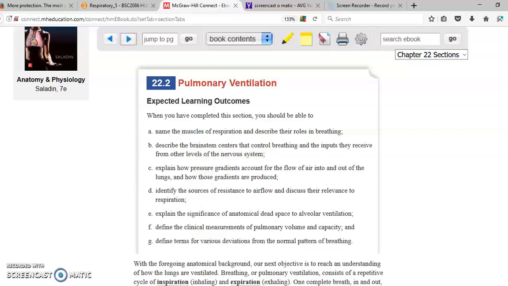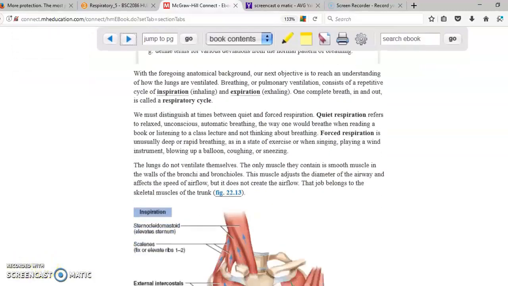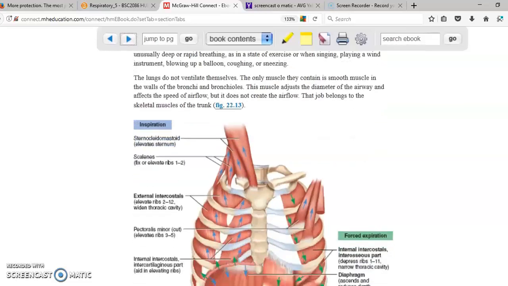Okay, the next topic is pulmonary ventilation. This means how the air goes in and outside your lungs. The main muscle for inspiration and expiration is going to be the diaphragm, right? The diaphragm moves up and down, and that allows us to breathe.